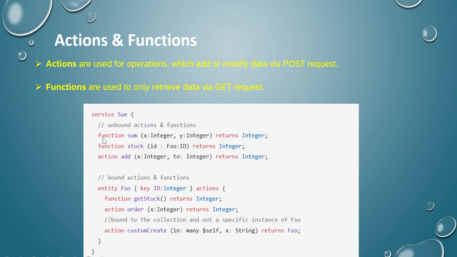If you see here, within the service, I maintain the function. Within the function, this is my function name. Here I'm going to pass the parameters. Finally, I'm going to return the integer value. Here within the function, there will be two kinds: bound functions and unbound functions.